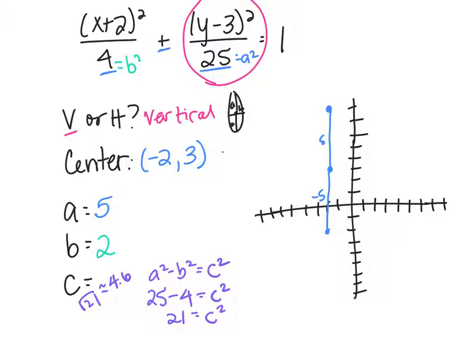Then for the B, we go left and right. So B is 2, so over 2. Left 2. And then that gives us enough to actually draw the shape.